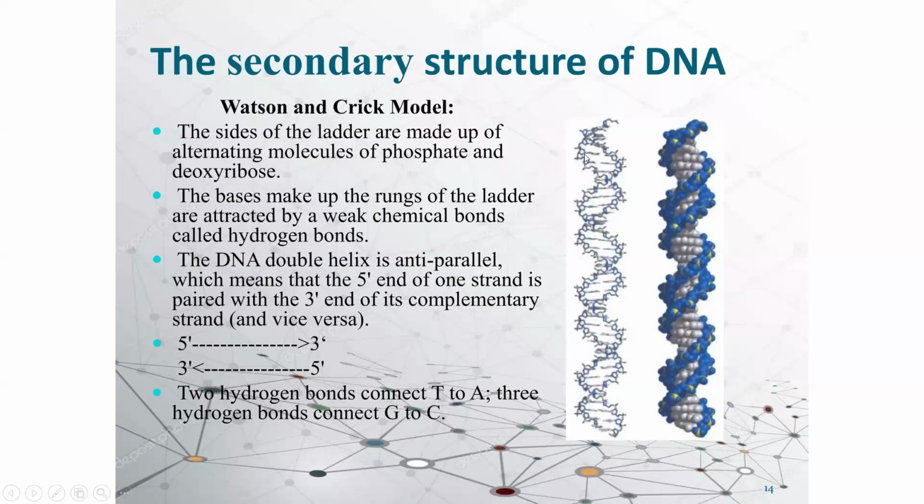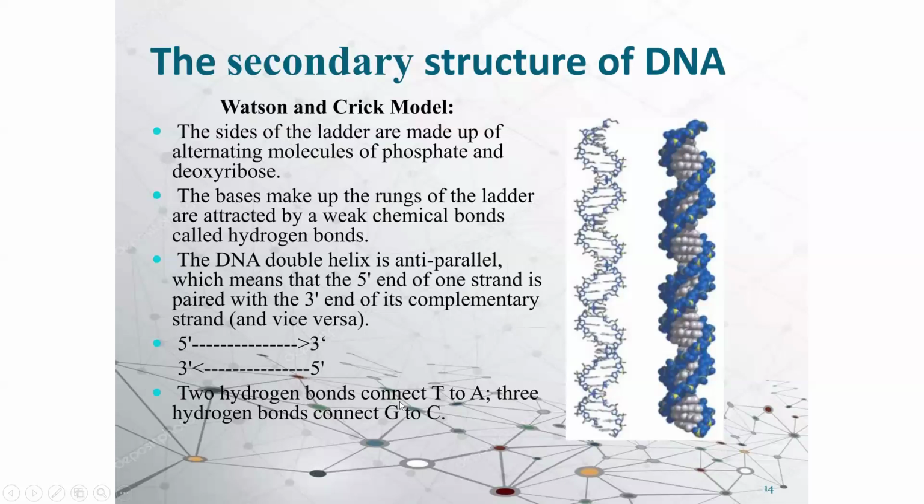hydrogen bonds. These are weak hydrogen bonds, and the DNA double helix is anti-parallel, which means one strand which starts with the 5 prime end is paired with the 3 prime end of its complementary strand. So one strand runs in the 5 prime to 3 prime direction, and the other one runs in the 3 prime to 5 prime direction.